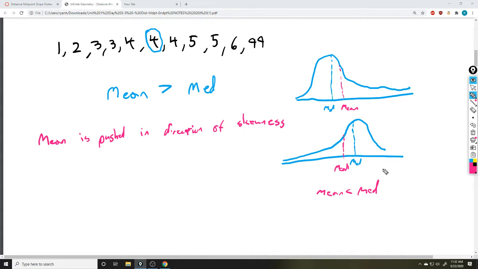So the way to remember that is that the mean gets pushed in the direction of skewness. And that's also why if we have a symmetric distribution, then the mean and the median are going to be about the same. Because there's no skewness throwing off the balance. And in that case, we want to use the mean for center and standard deviation for spread. For skewness, we want to use the median and interquartile range.